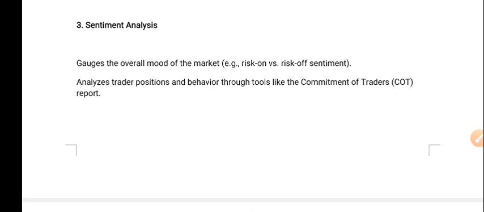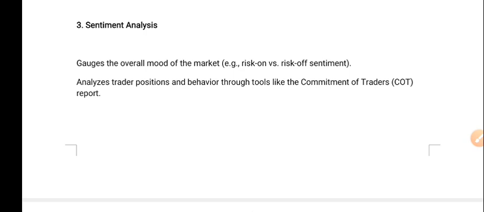So sentiment analysis is about knowing the overall mood of the market. You understand? Risk on versus risk off sentiment. So there can be a particular, let me say they are talking about gold and people are saying, like, the overall market sentiment, it's not news I'm saying, the overall sentiment of it, that you should risk it, gold is going to pump or something like that. You understand? So you check the overall mood. This one is not as if you are analyzing how specific individuals are behaving. Sentiment analysis analyzes traders' positions and behavior through tools like Commitment of Traders (COT) reports. So that's how you can know how they are behaving.